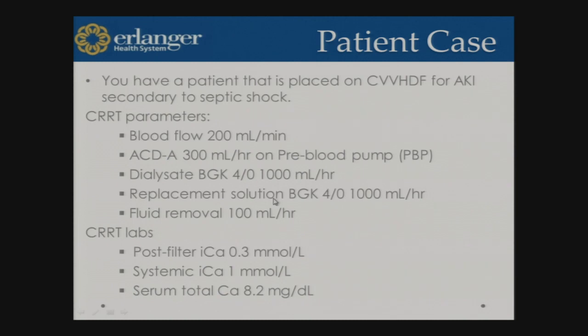So let's do an example. If you've got a patient that's placed on CVVHDF for AKI secondary to septic shock, their CRRT parameter orders are below here. They've got a blood flow rate of 200 mL per minute. They've got an ACD-A rate of 300 mL per hour on your pre-blood pump. So this is a replacement solution per se. You've got dialysate at 1,000 mL per hour and your replacement solution at 1,000 mL per hour, and you're doing a fluid removal of 100 mL per hour.